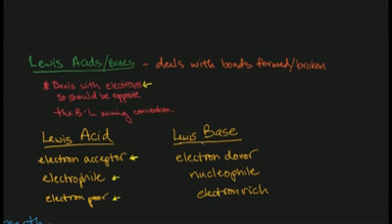So a Lewis base, in contrast, is going to be electron rich, the donor, because it has too many electrons, and we refer to that as a nucleophile. Okay.